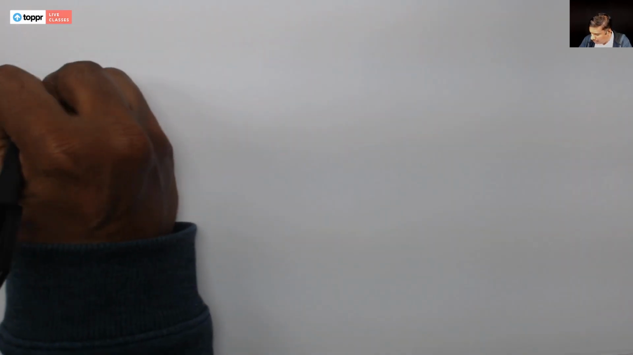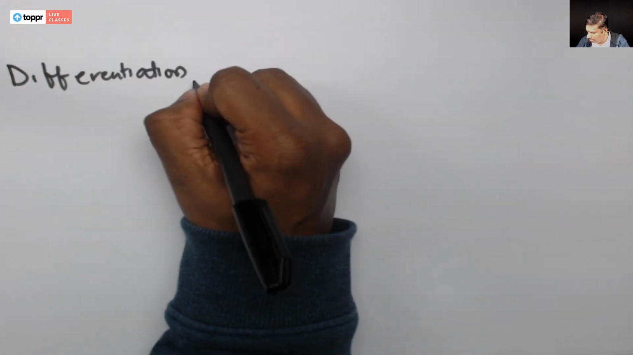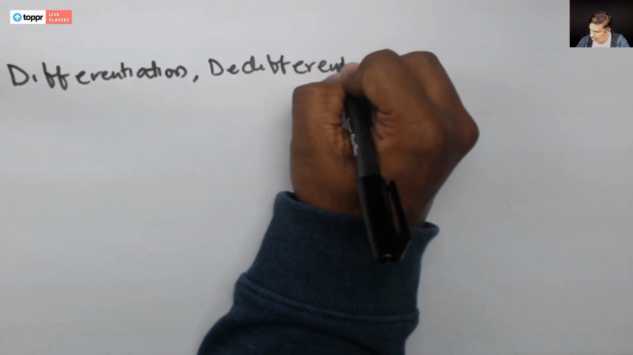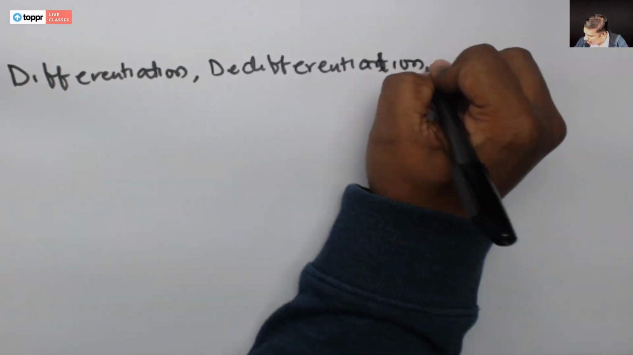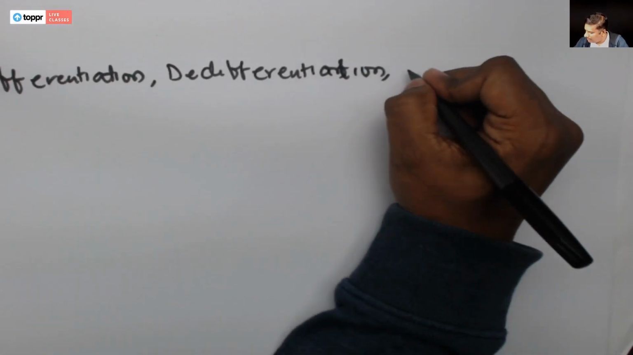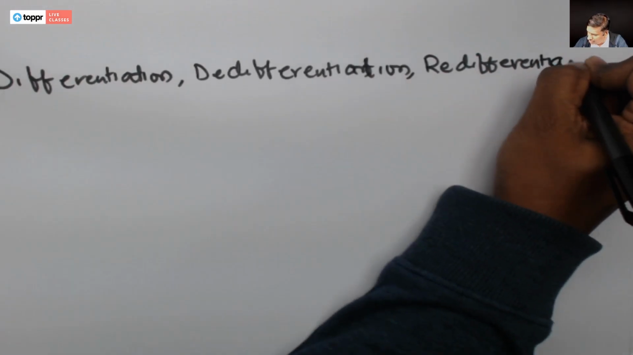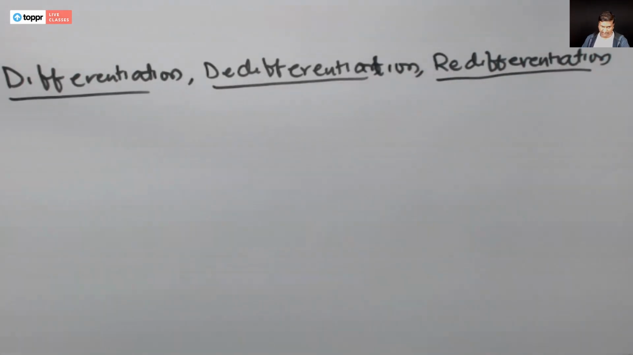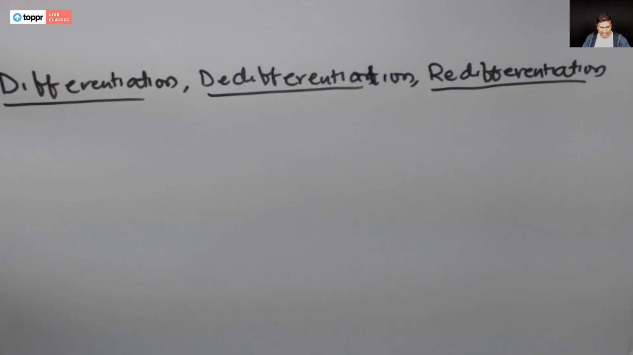Then moving on to the next aspect: differentiation, de-differentiation, and re-differentiation. These are three different terms. We'll look at each of these aspects.